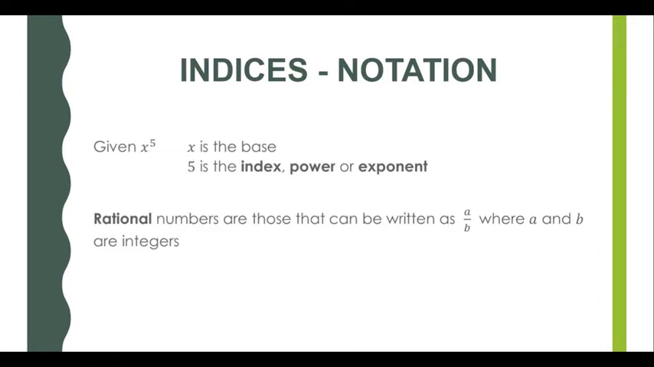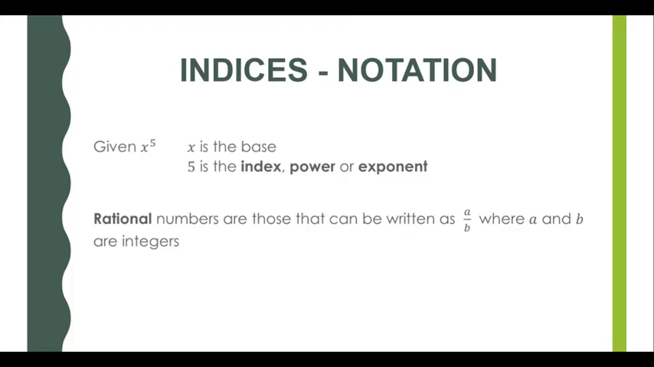We're now going to look at indices. So given a term such as x to the power of 5, x is called the base, and the number 5 is the index, power or exponent. Rational numbers are numbers that can be written as a divided by b, where a and b are integers, and we can also use index laws that we'll look at in a minute with any rational numbers too.